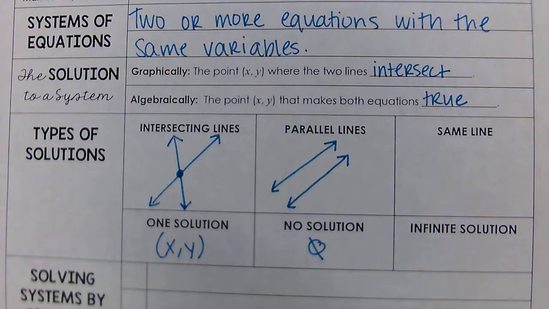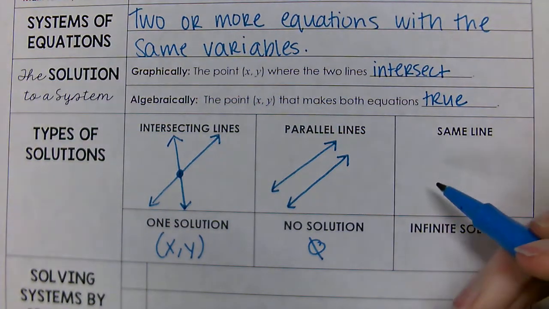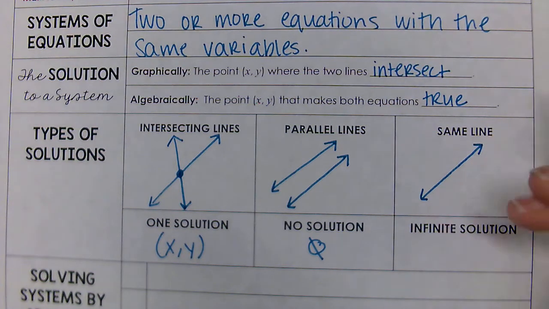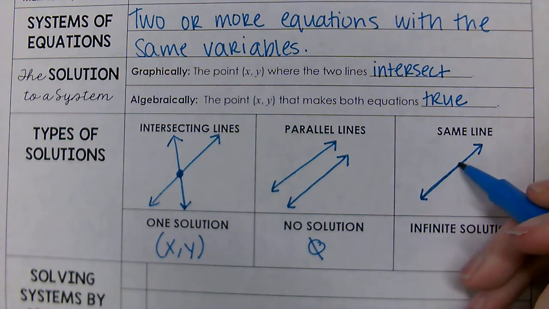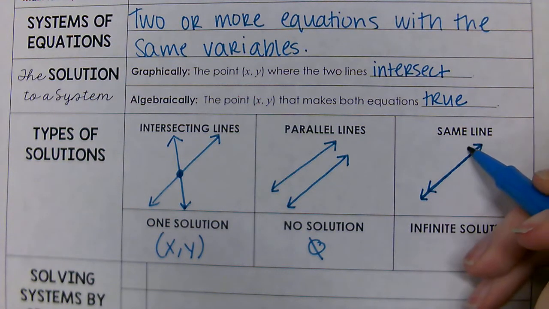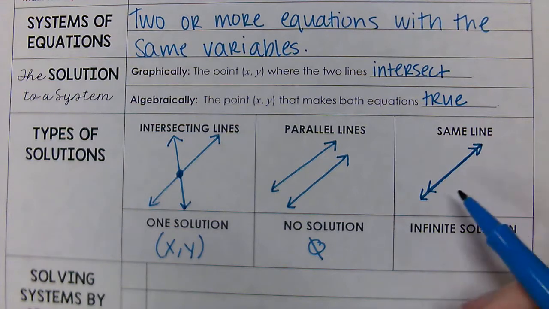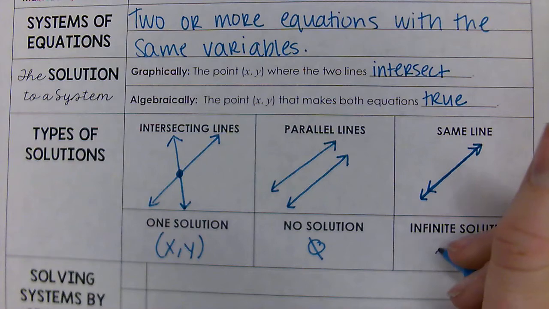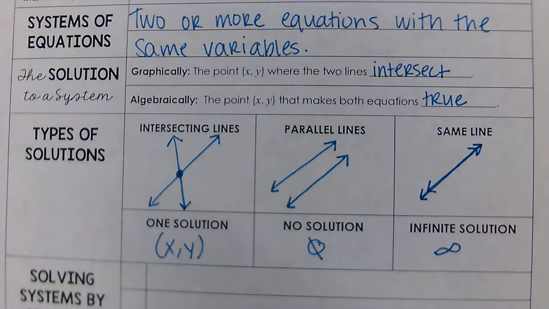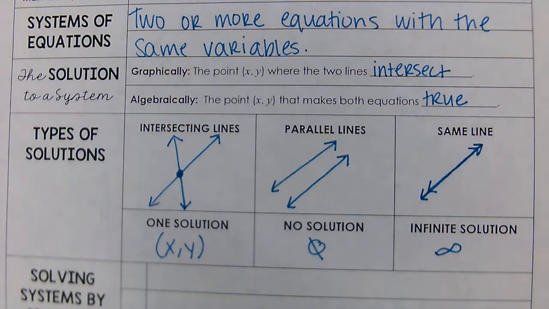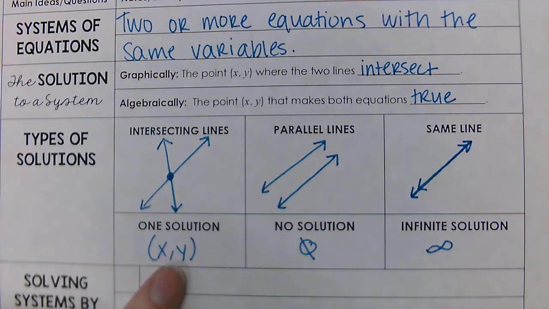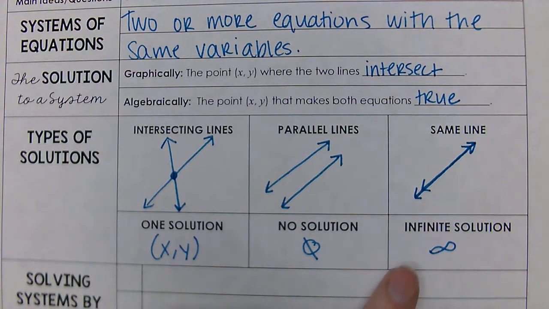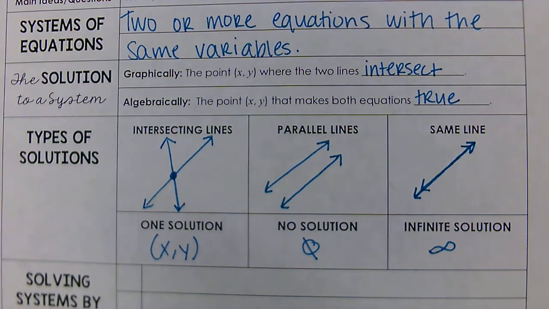No solution. And then we have, if I were to graph a line, and then I were to graph the other line, that happens to be exactly the same. So they're right on top of each other. Every single solution would be true. So it's infinite solutions, and you can do the little infinity sign. Mine's kind of ugly, but it's the infinity sign. So we have one solution, one ordered pair, no solution, parallel lines, and infinite solutions, the same line.